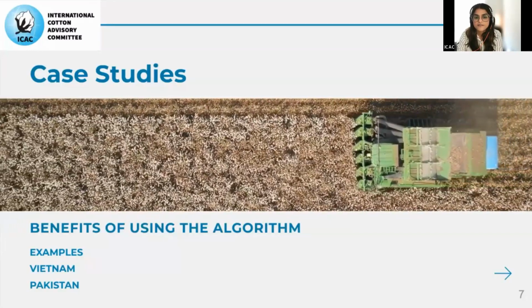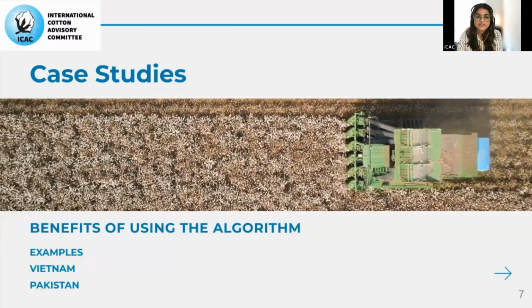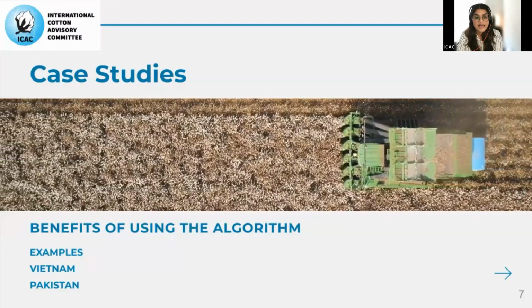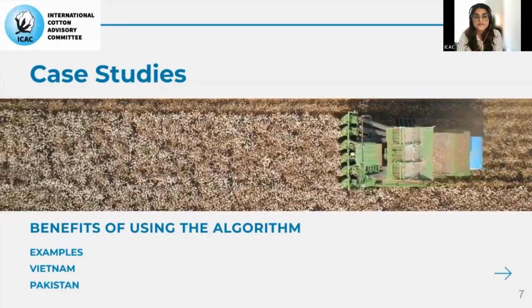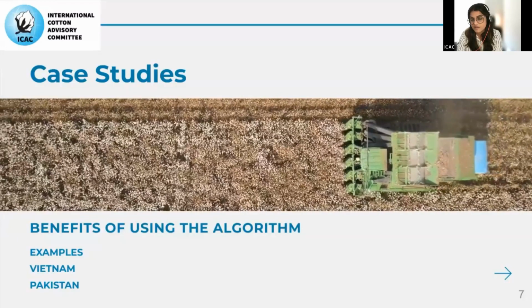After obtaining a figure from the algorithm, the market research and analysis team conducts a manual analysis. At this stage, we compare the figure obtained through the algorithm with the data collected directly from our country source.